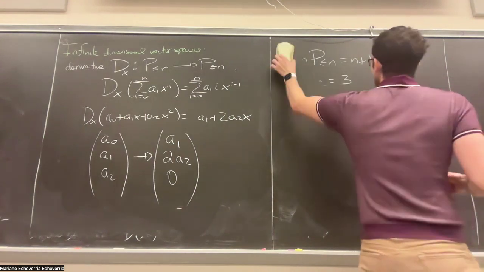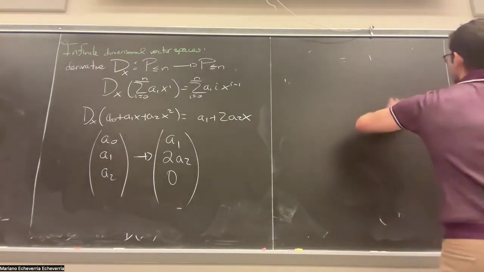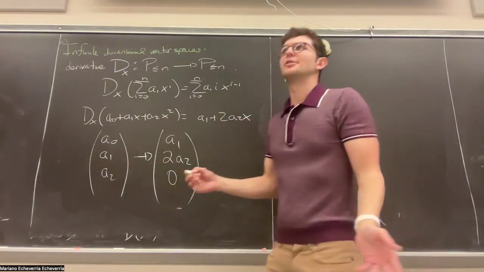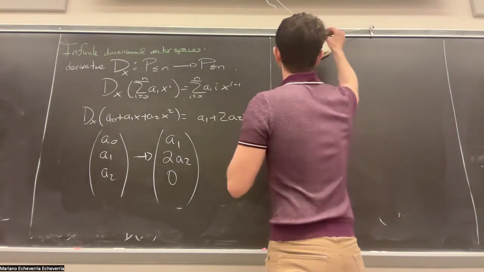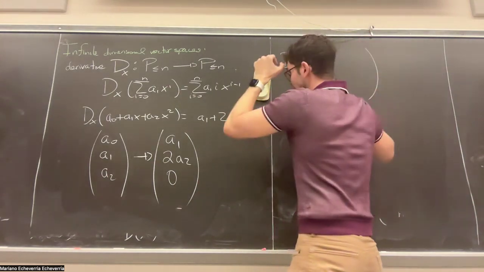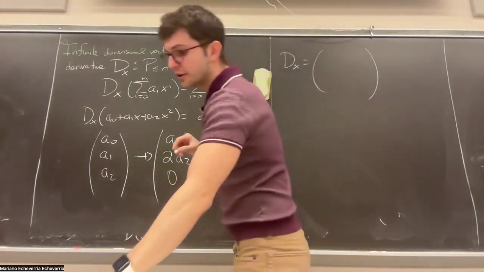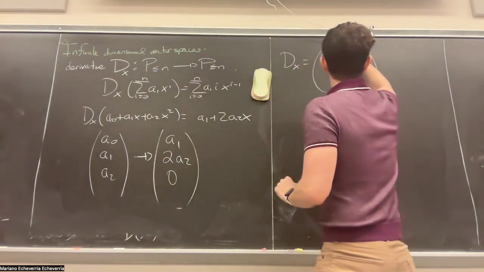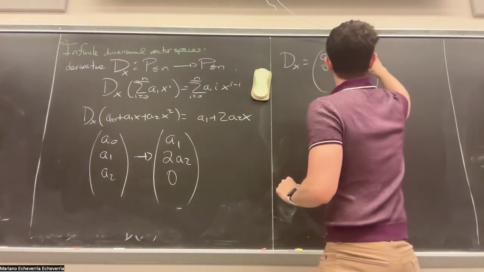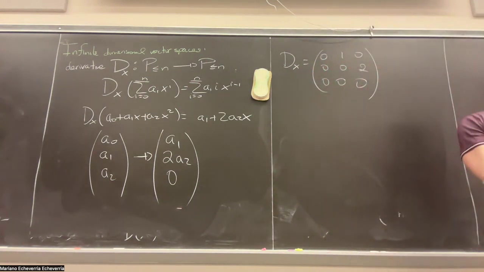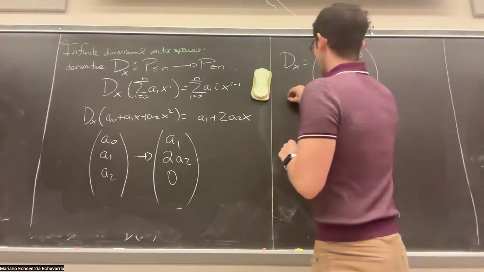So now you can forget the fact that this came from polynomials. You just have a transformation on R3 that does this, right? So you can find a matrix for the derivative. It's actually going to be upper triangular, with zeros along the diagonal. It's actually very simple. So that is going to be the matrix that represents the derivative on the space of polynomials, right?